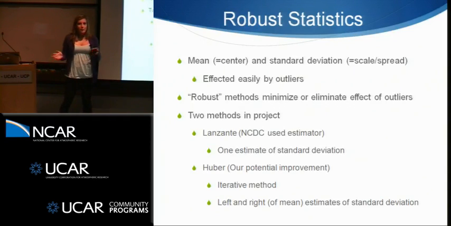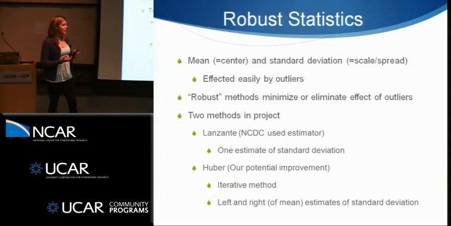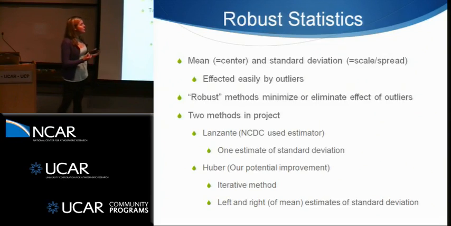So back to maybe middle school, we all learned what mean and standard deviation is, or we should have. In stats, we like to call the mean basically the center, and the standard deviation is a measure of the scale or the spread of the distribution. But these are easily affected by outliers, which is a very big problem. Robust methods, which is what I'm going to use for our quality control technique, aim to minimize or completely eliminate the effect that outliers have on the mean and standard deviation.